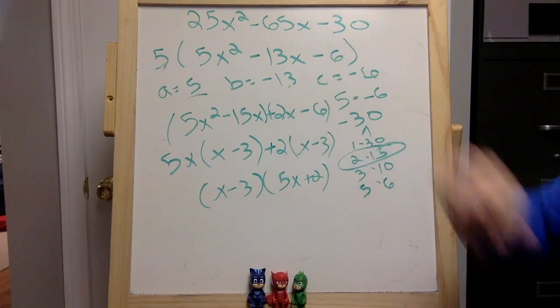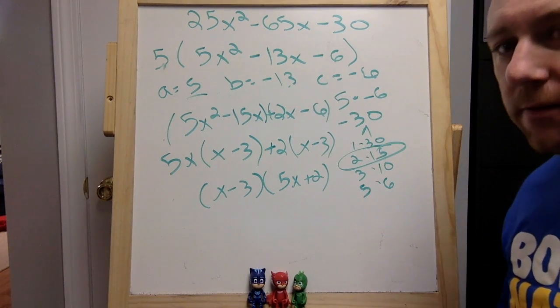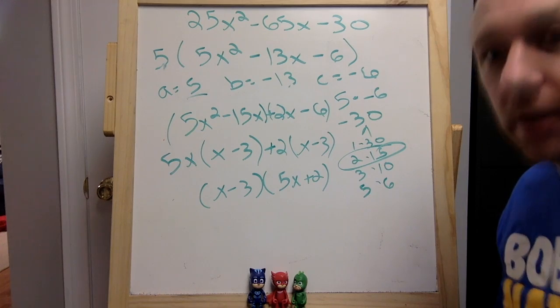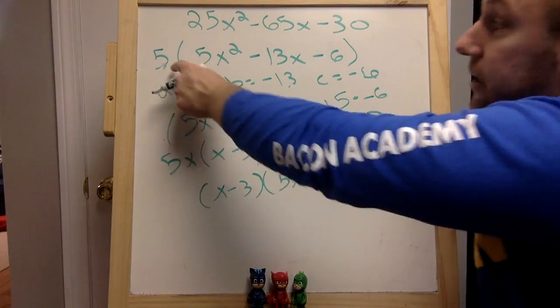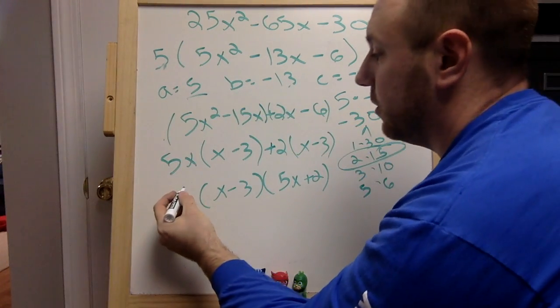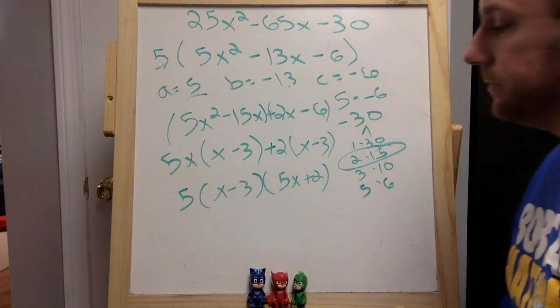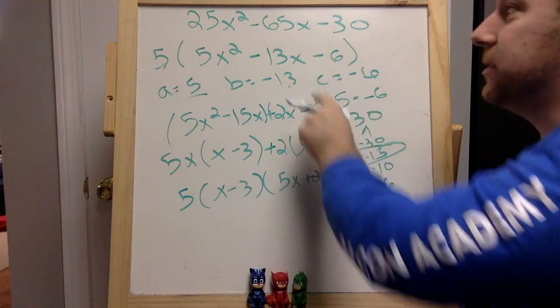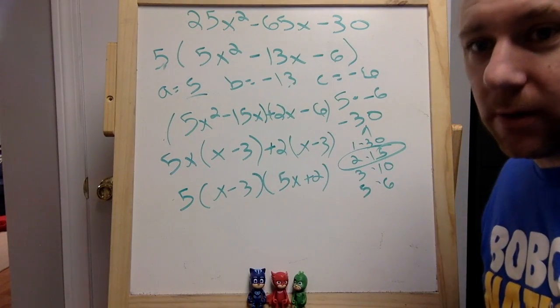That is not the factored form of my original, because the first thing I did was factor out that 5. So I have to go back and replace that in the front. And now it's the factored form of my original equation.